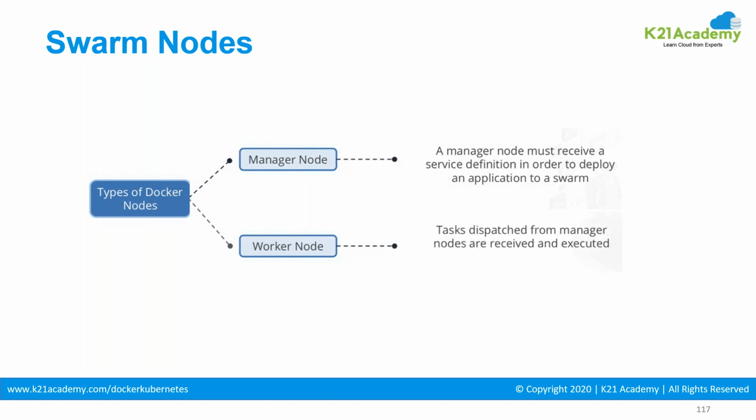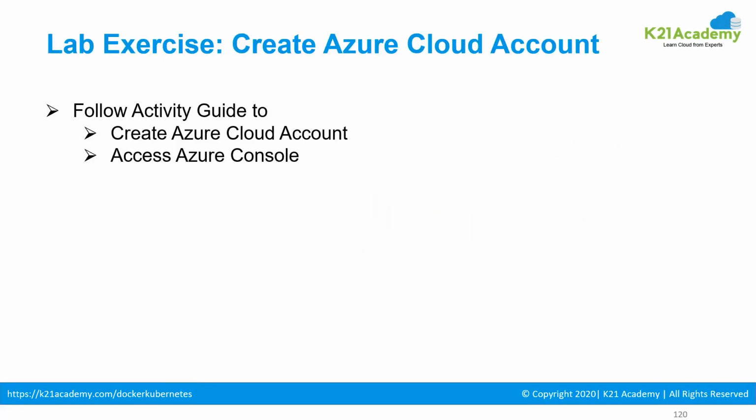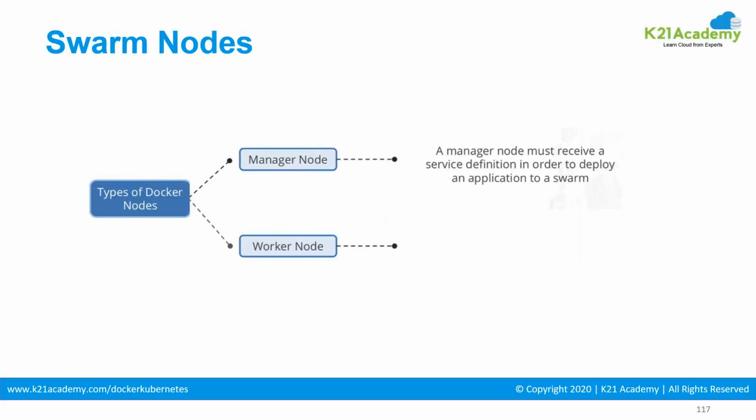That is, Swarm is the name. It is the name of the cluster. You can say that, guys. Docker Swarm: tasks are dispatched from the manager nodes and received and executed on the worker nodes. Okay, so I think these are the couple of slides which have been given for the Swarm nodes.